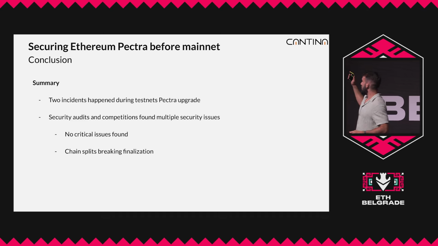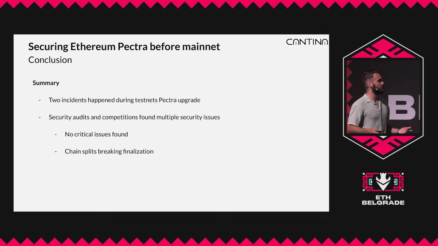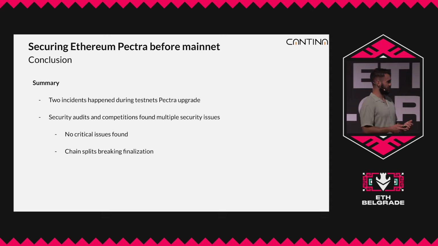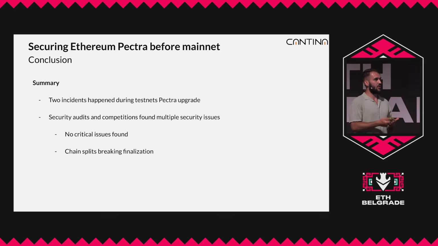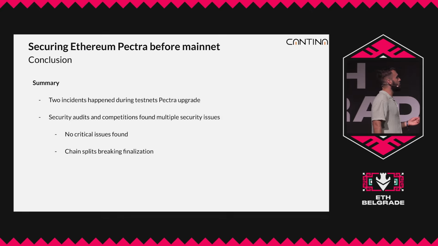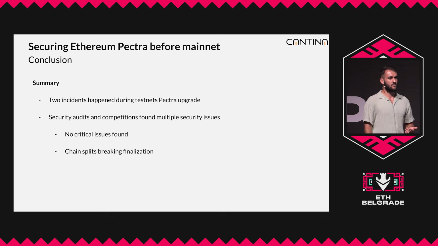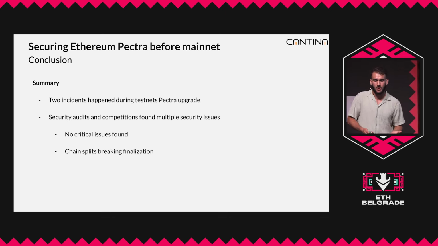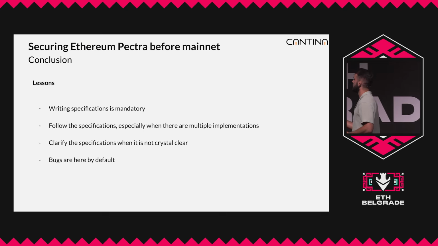As a summary, there were 2 incidents that happened on the Pectra upgrade. These were on testnets. Then the security audits and competitions found a lot of security issues, but nothing critical. No funds were at risk. The biggest impact found was a chain split that breaks finalization. It's bad, but not that much.